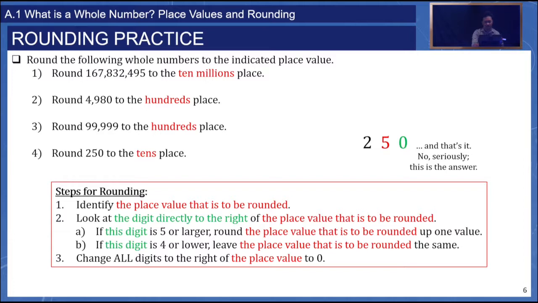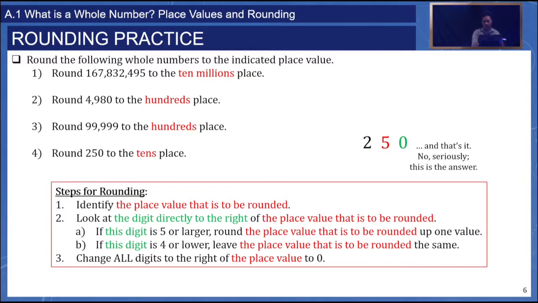Did I skip a step? Not really, because again, you have to ask yourself, 0, is that 5 or larger or 4 or lower? It's 4 or lower, right? So that means that the 5 stays the same. It doesn't go up 1, you never subtract 1, it just stays the same. So 5 is just 5, and then you have to change everything to the right of that to 0. But 0 is already 0, so that's it. It's just 250. You didn't have to change anything.